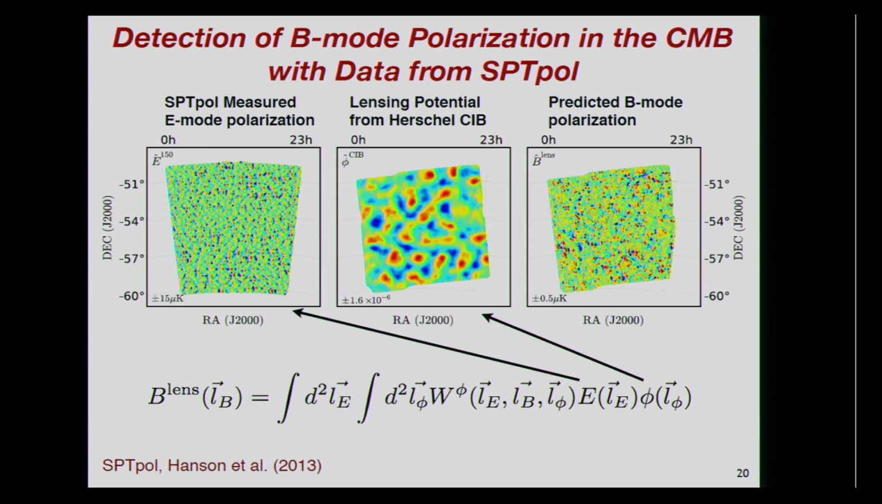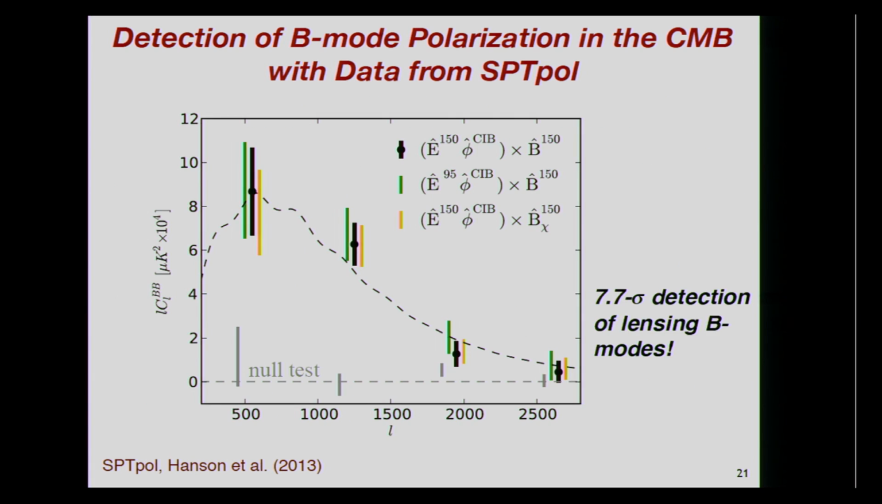We're given this E-mode polarization that we measure, and then a measurement of what the expected lensing potential is, which in this case we used Herschel CIB measurements of these high redshift star-forming galaxies as tracers of that structure at redshift of 2. Using that prediction of the lensing potential from the Herschel CIB measurement, we can predict what we should see in B-modes with SPTpol. And we can cross-correlate that prediction with the actual SPTpol B-mode map to detect B-modes with much higher significance.